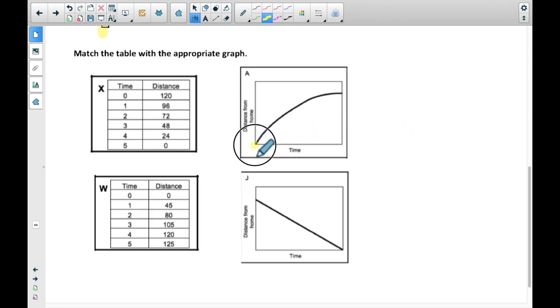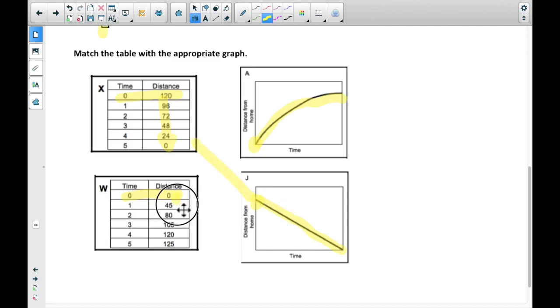Some things I want to look at is the y-intercept. The y-intercept is going to be at the beginning. And so at time of 0, what's happening? That's one really key thing to look at. Another thing to look at is patterns, like this one's going down, down, down, down, down. This one is going up pretty fast, but then it slows down. Okay, so the one that's going down, that's this one. So this goes with J.